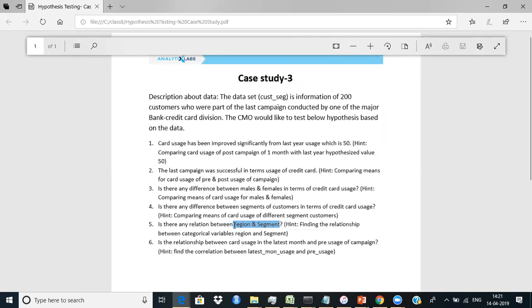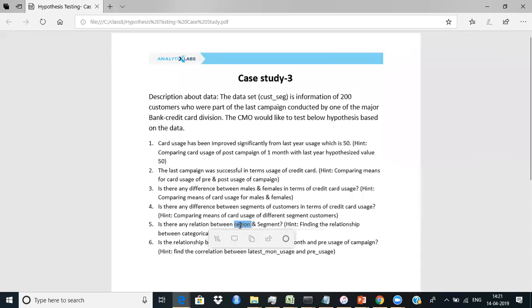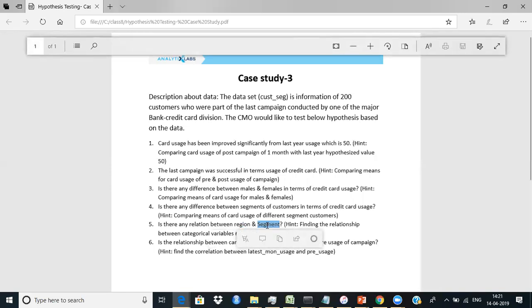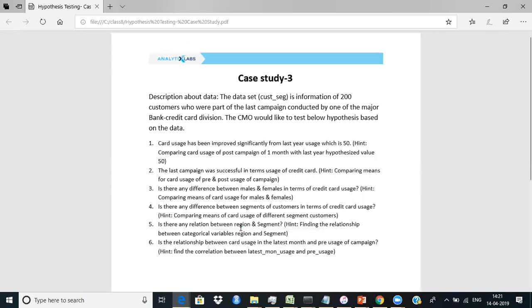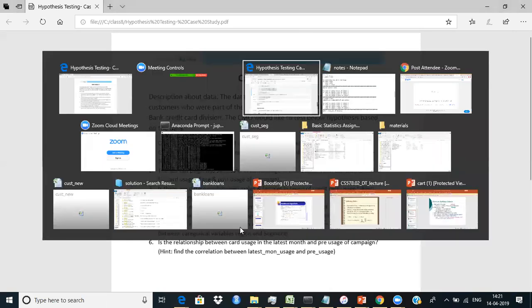Now, if I generalize this, region is what type of variable? Is it categorical or is it numerical? Segment is categorical. So in general, if you want to find the relationship between two categorical variables, the test that you are going to do is known as the chi-square test.